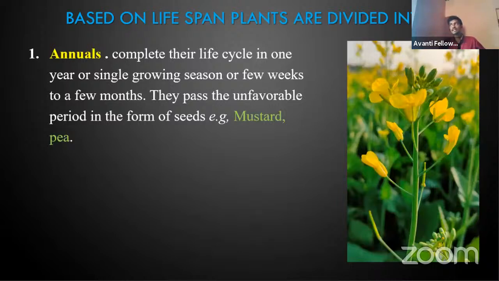Seeds can tolerate high temperatures. Some seeds can tolerate up to 90 degrees Celsius. So for seeds it does not matter at all, right? So, escaping from the harder situation, these become annuals, growing in a particular season. An example may be mustard.